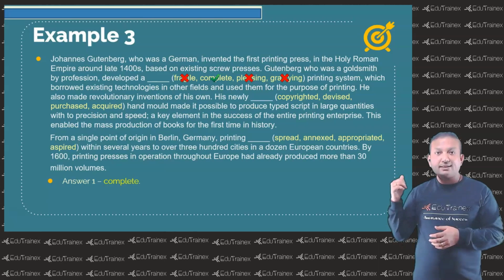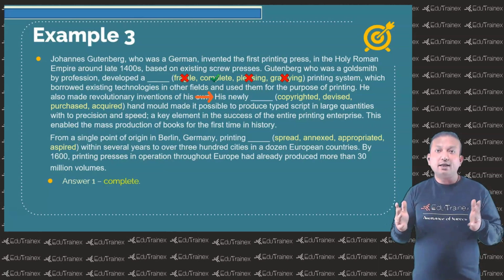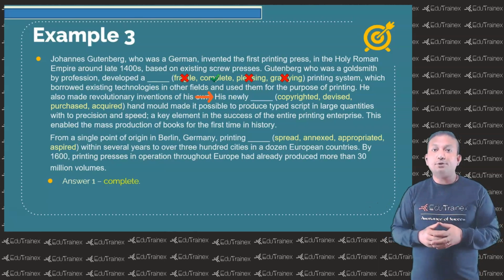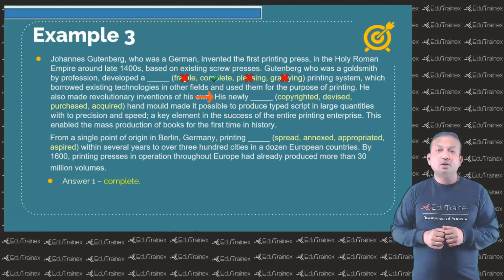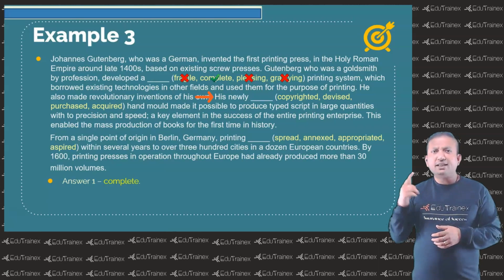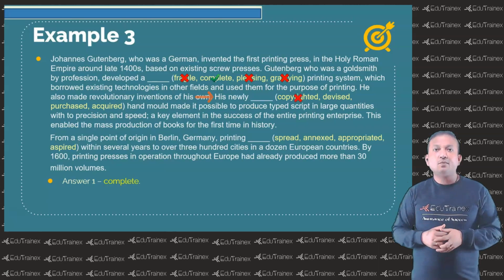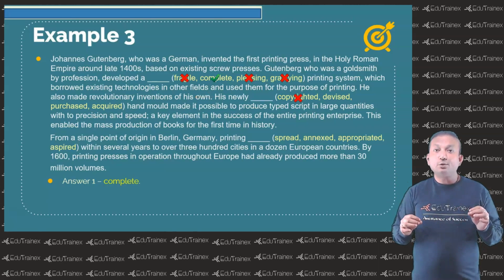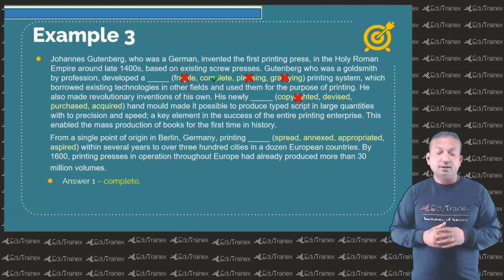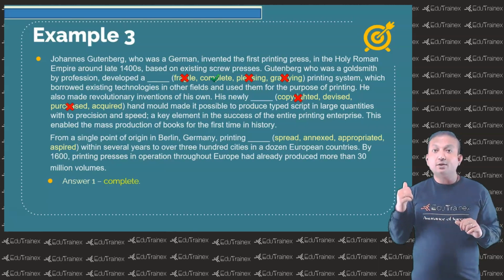The second blank sentence says, his newly dash hand mold made it possible to produce so and so. That enabled mass production. So let's start eliminating first. Does the text talk about his invention as copyrighted? No. Eliminate that. Also, copyright is mainly associated with intellectual property rights. With inventions, it's more like patents. Or did he purchase this hand mold? Definitely not. So eliminate the third option.